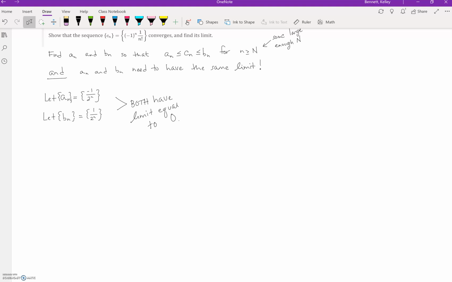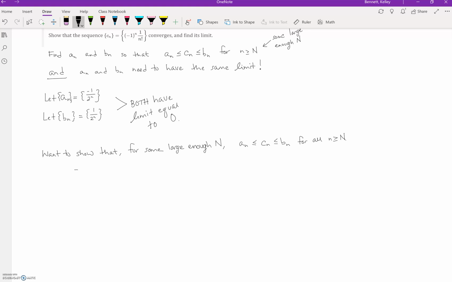But now the hard part comes in. We want to show that for some large enough n, A of n is less than or equal to C of n, which is less than or equal to B of n, for all indices greater than or equal to this elusive, mysterious, air quotes, large enough N. So we've got to find that out. So let's just write out what the sequence really is.